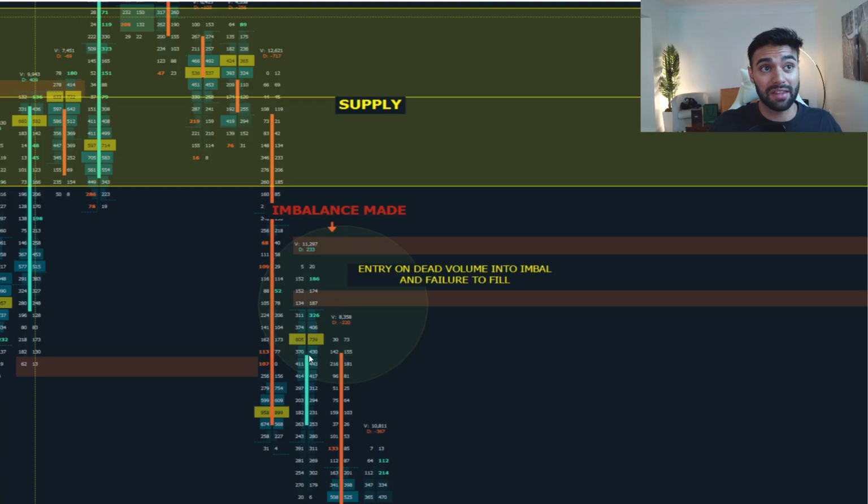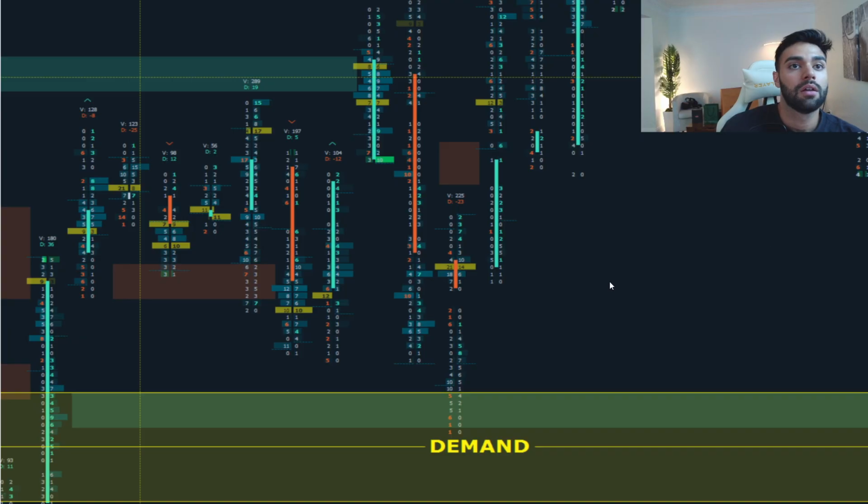Once I see that, I have to wait for the candle to close, make sure there's dead volume and imbalances do not get filled. Whenever the candle closes, I'm putting my stop loss right above the imbalance. I'm targeting VWAP, next coming liquidity level, next coming demand level, whatever's closer. Same thing on the other side, right?